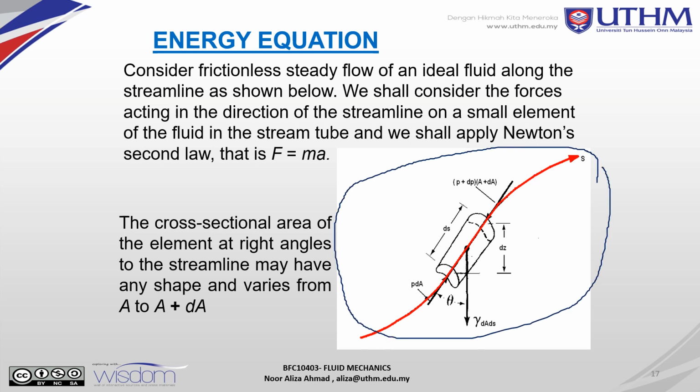So we shall apply Newton's second law, that is F, force is equal to ma. Okay, the cross-sectional area of the element at right angles to the streamline may have any shape and vary from A to A plus the change of the area of this steady flow.